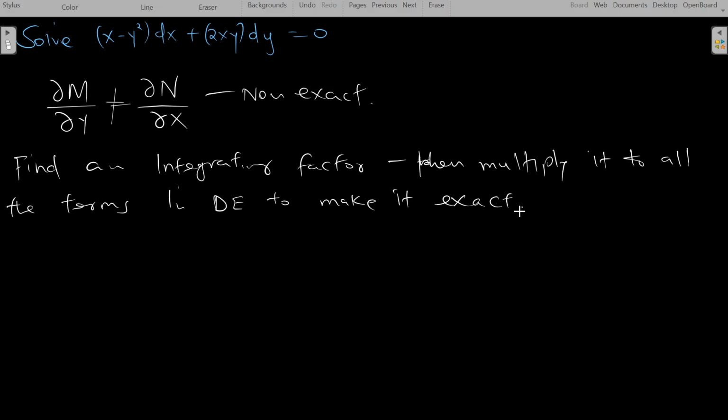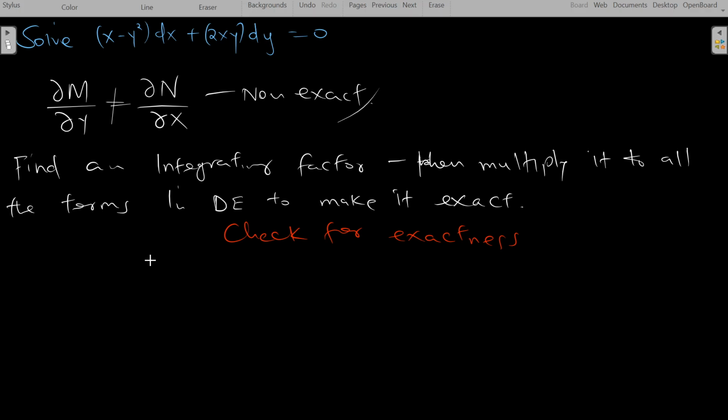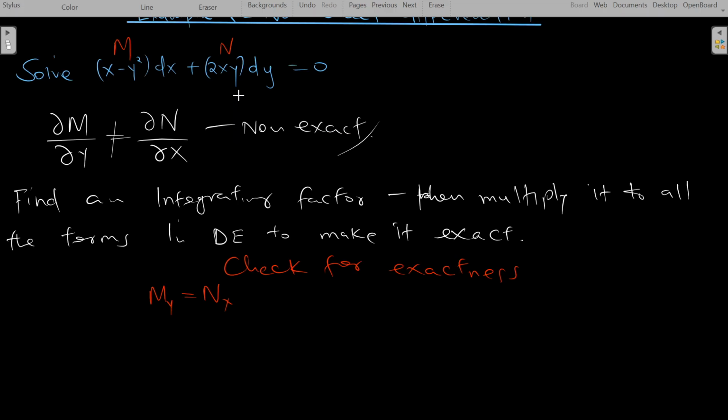So for this example, before that, let's check for exactness. How will we check for exactness? If we take M with respect to y equal to N with respect to x, we'll say that it is exact. So for our case, we are saying this is our M, and this is our N. Now let's check that.